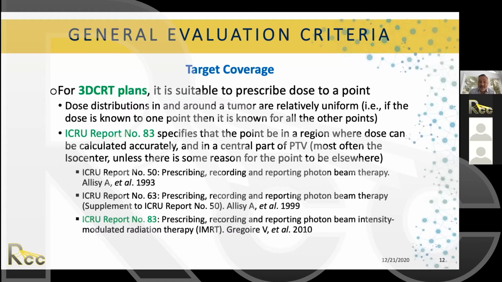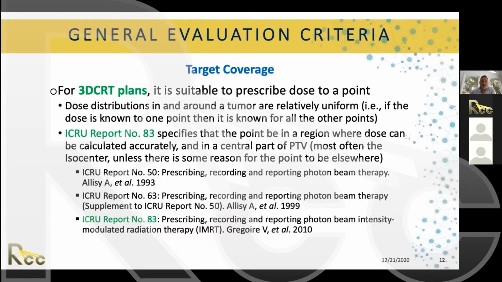So the ICRU reports, you might be familiar with them, specify that the prescription point should be in a region where the dose can be calculated accurately and in a central part of the PTV. Most of the time, it's going to be the isocenter where the beams intersect, unless there is a reason for that point to be somewhere else. For example, if you're blocking and the block is very close to the isocenter, you're going to choose another point, of course.